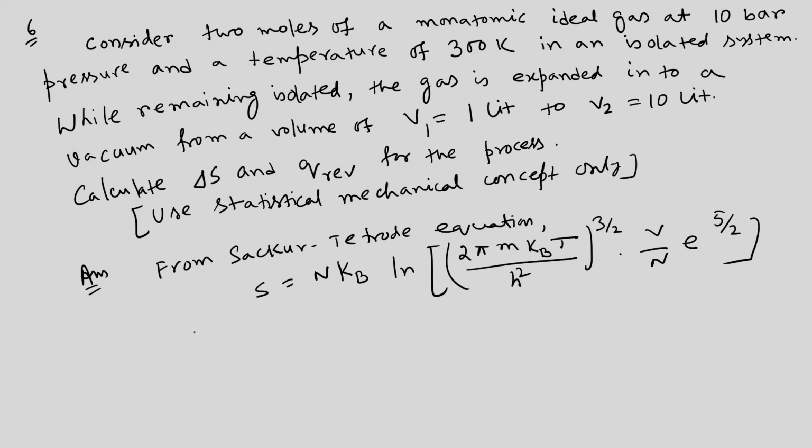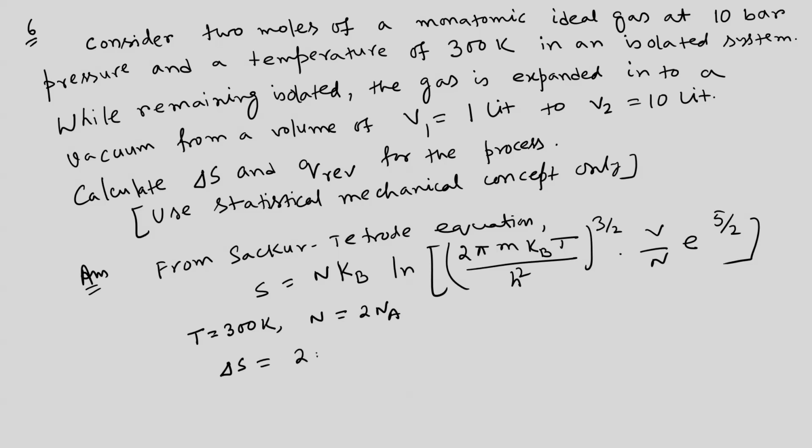And the information provided here are like temperature is 300 Kelvin and number of particles here is 2 times Avogadro number, because in the problem it is saying that we have to consider 2 moles. So, what is delta S? So, delta S is twice Na Kb ln V2 by V1.